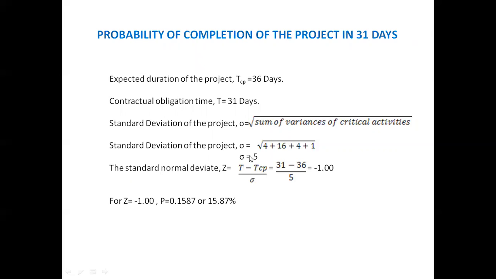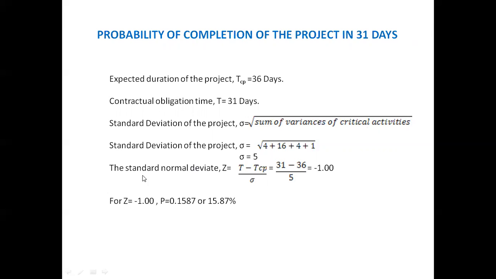Why it is called the standard deviation of the project: as we know, the completion of the project is controlled by critical activities. Suppose the critical activities consume more than the allotted time, then the project duration will be extended, or there will be a delay in the completion of the project. That is why the standard deviation of the critical activities is considered as the standard deviation of the project.